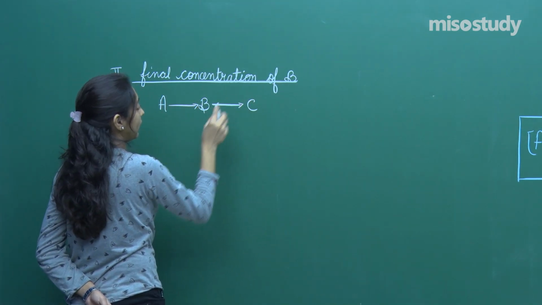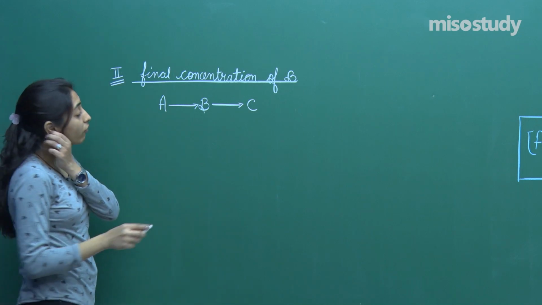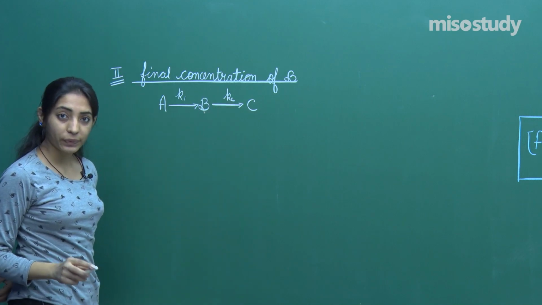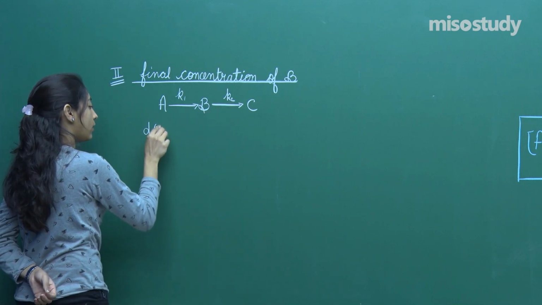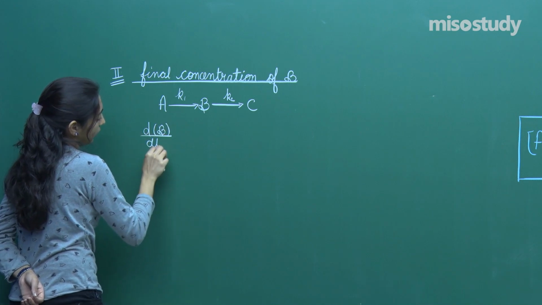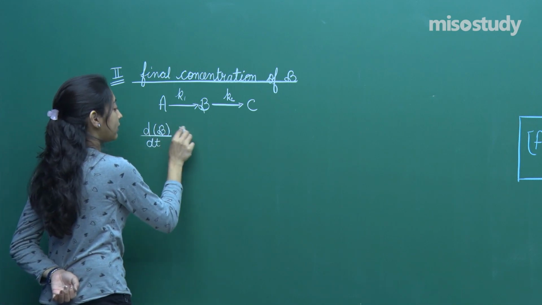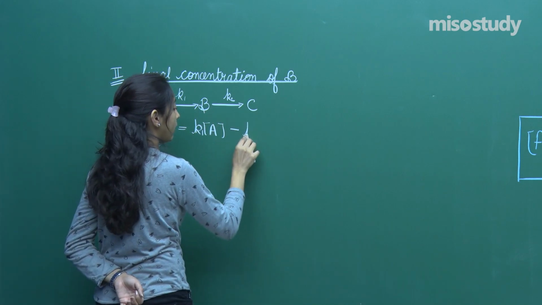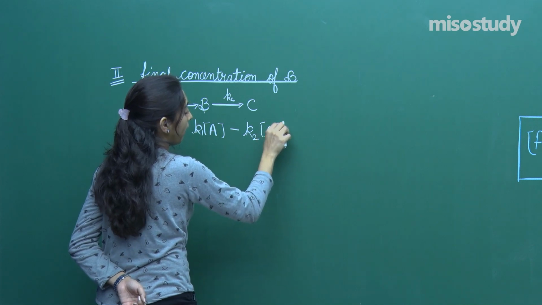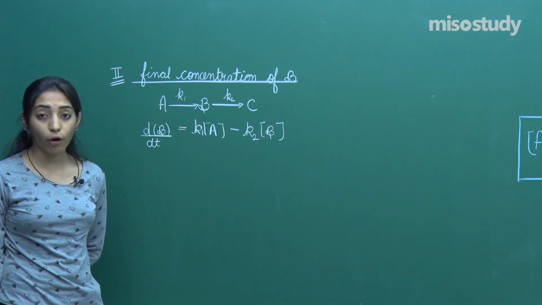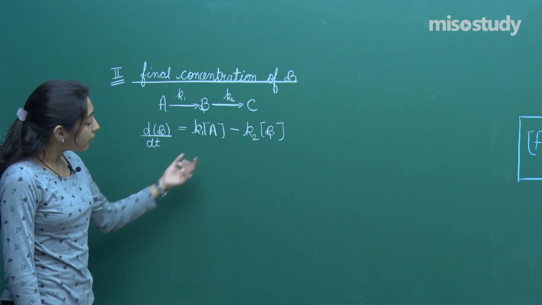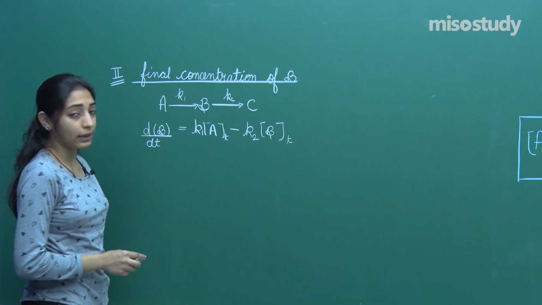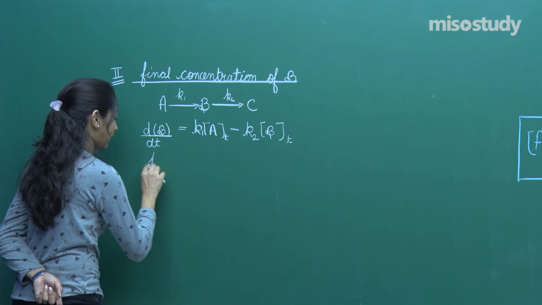So first of all, I'll write the reaction again. A is gonna form B and B is gonna form C with the rate constant K1 and K2 respectively, right? And then we had discussed that dB by dt is equal to K1 multiplied by concentration of A minus K2 multiplied by the concentration of B. Now, so this is the concentration of A at any time t, this is the concentration of B at any time t.